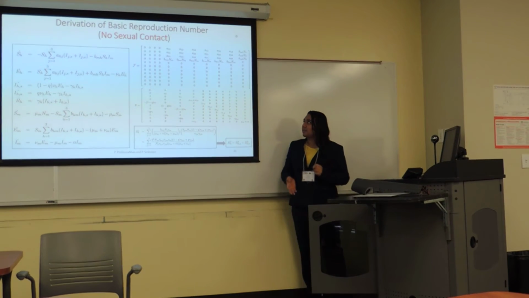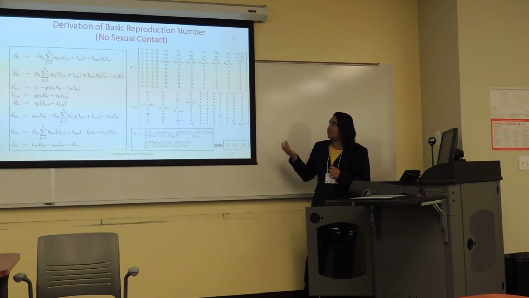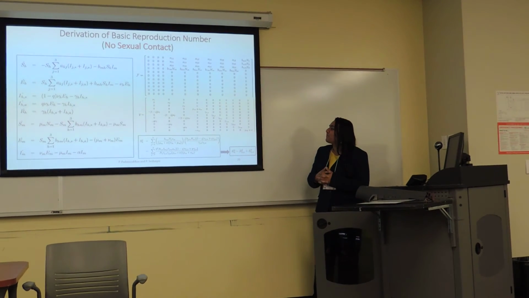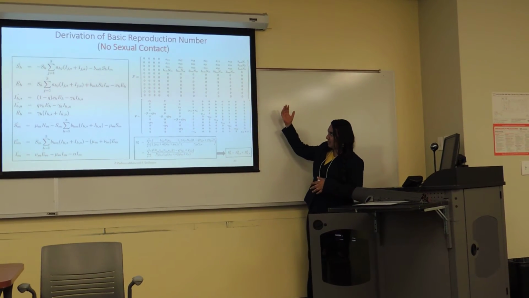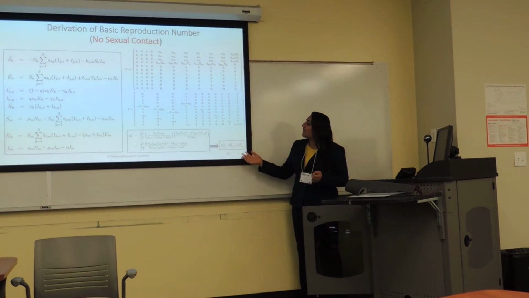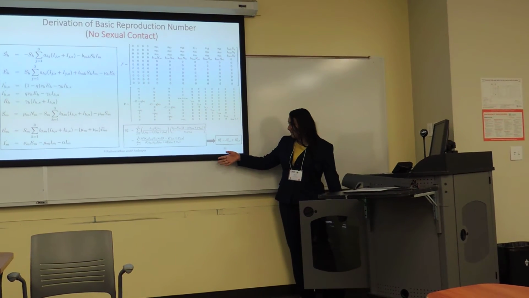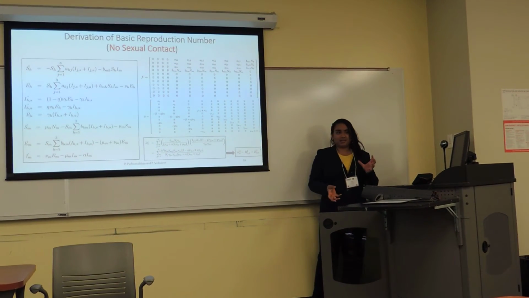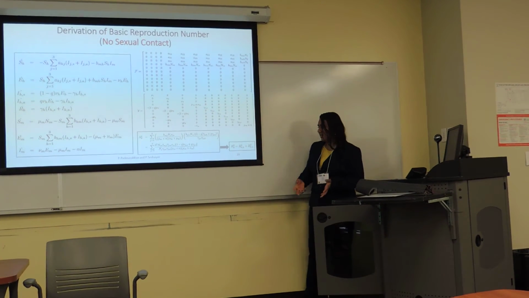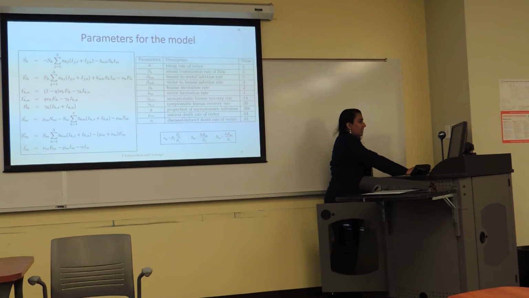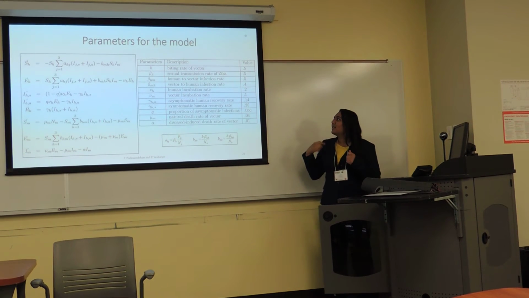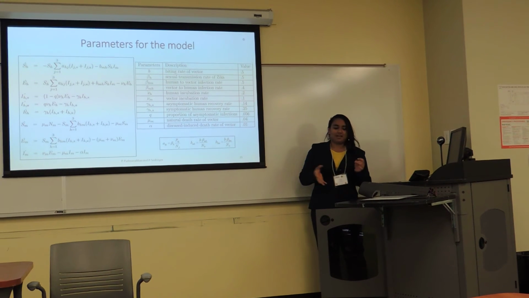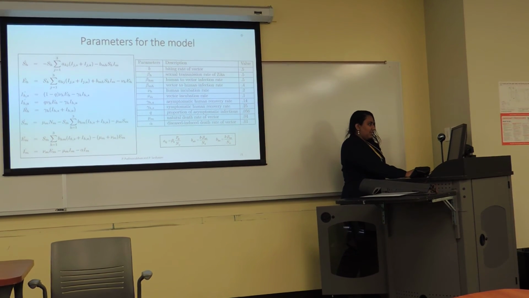So we went through a similar process, but this time when we were looking at the basic reproductive number, we had no sexual contact to make it a little easier. We went through the same thing, and we have our Jacobian F, Jacobian V, and then we have the R naught squared value here. And so here it's much clearer. We see that it's a direct sum of the symptomatic R naught and the asymptomatic R naught. And like before, we have our parameters that we're using currently to find numerical solutions to these values.